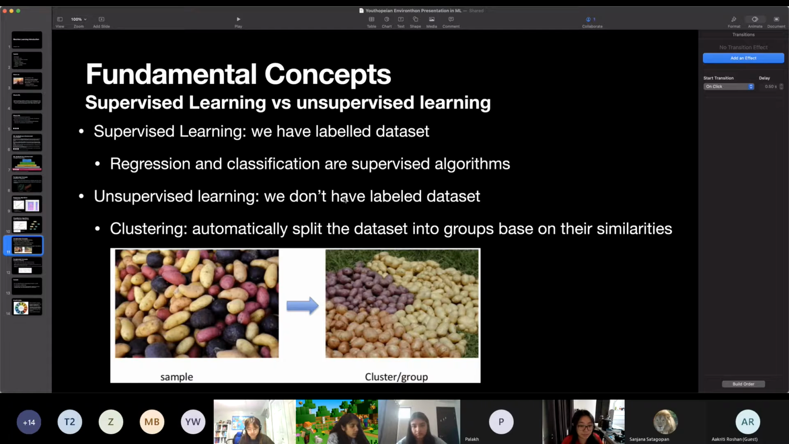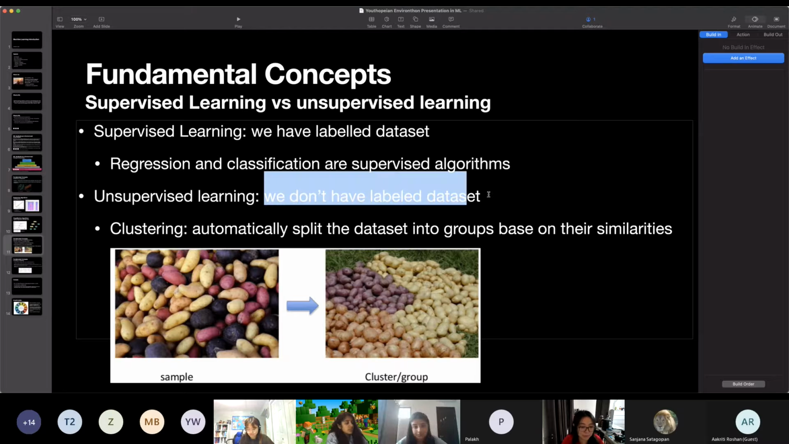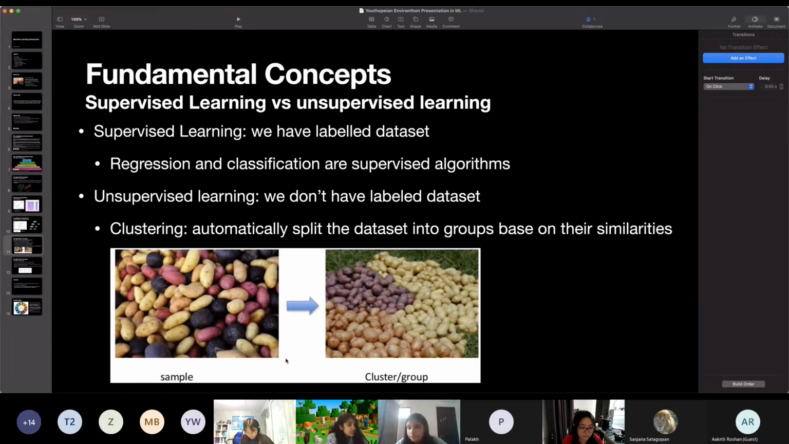But not in all cases do we have the labeled data. We don't know the output of the input. We just know the input. Then how can we do the learning? Then we can introduce unsupervised learning. We don't have the Y, the labeled data sets, but we can use clustering to split the data into groups based on similarities. Here's an intuitive example.